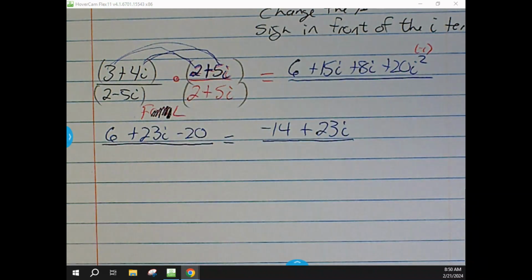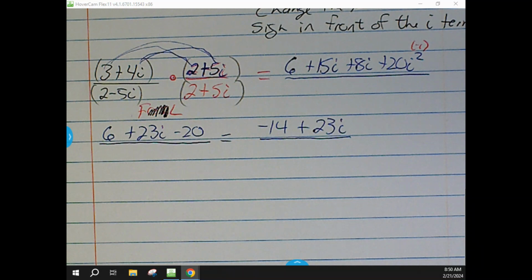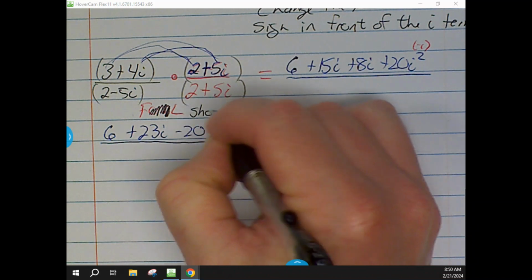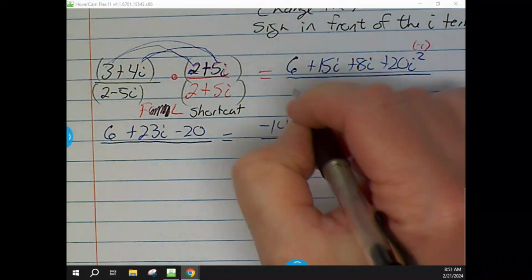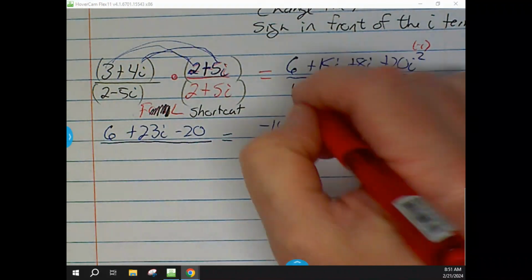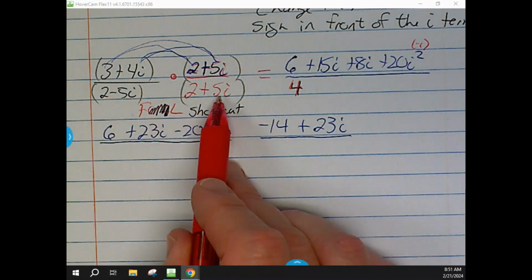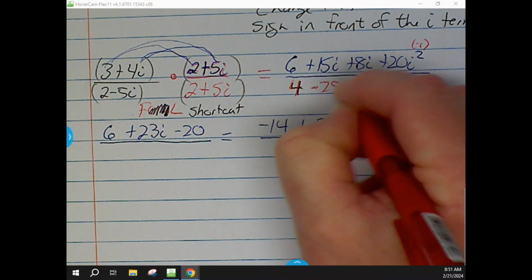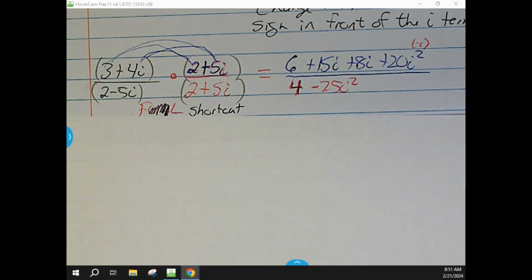Because the O and the I terms, if you do the distributive property on this one, they always wind up canceling each other out. So if we do this one, we'll go to a separate piece of paper on this one real quick. So we're going to do the FLA shortcut. So we're going to do the first times the first, so it's 2 times 2, which is 4. And then we're going to do the last times the last. So we're going to do negative 5i times positive 5i, which is negative 25i squared. And if you don't believe me, here we go.